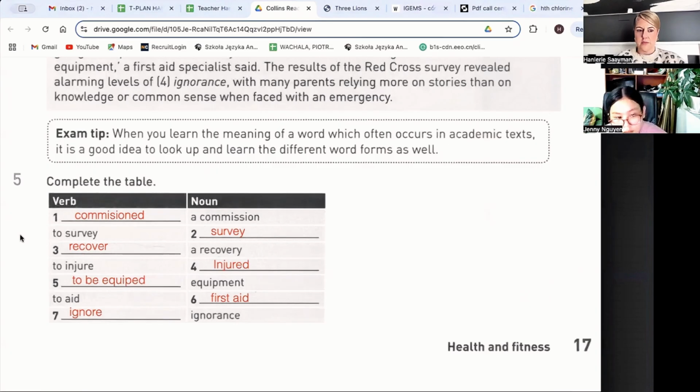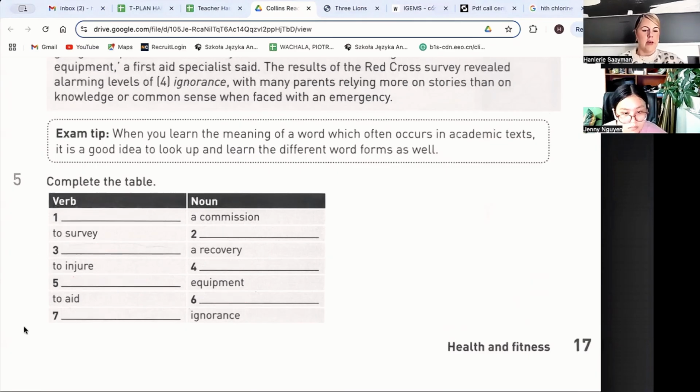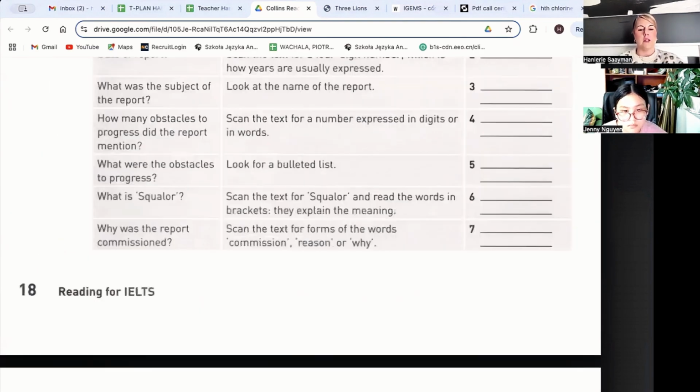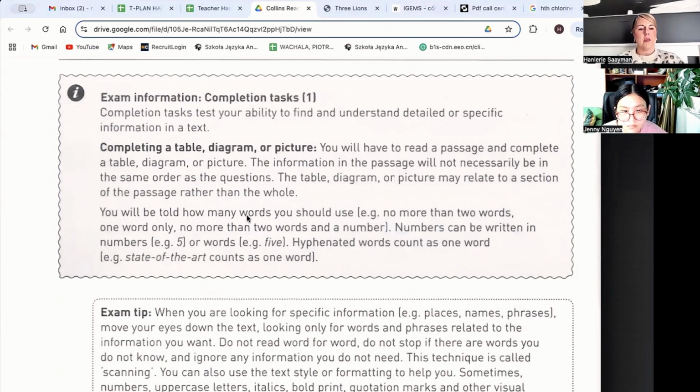What is a survey? A survey is a questionnaire. When we ask people, can you complete the questionnaire because we want some information? Okay. Yeah, good question. Any other questions? That's all. Okay, so moving on to the next part. Now, complete the task.